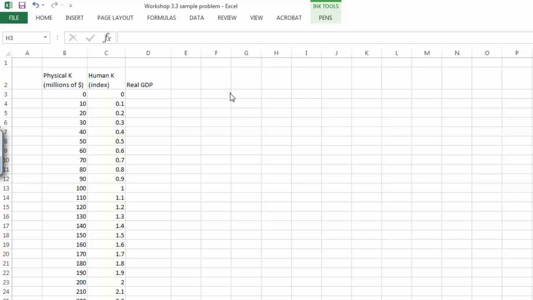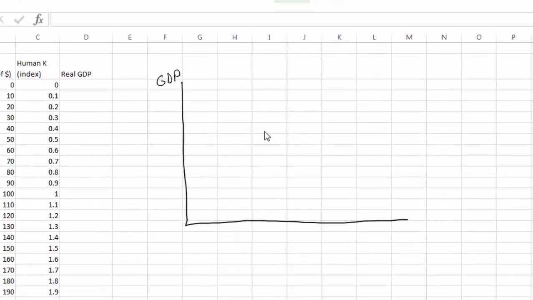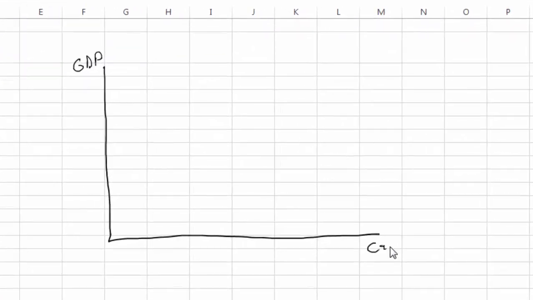We've got an output function that's going to look something like this. If we think about the function of output, GDP here on the vertical, as a function of capital, physical and human capital. We'll combine them both when we actually create a formula. It's going to look like this.